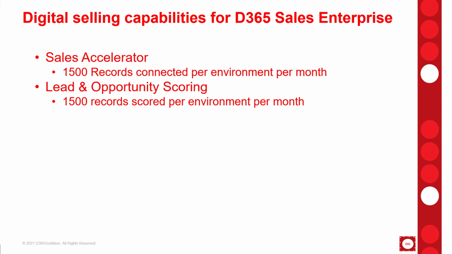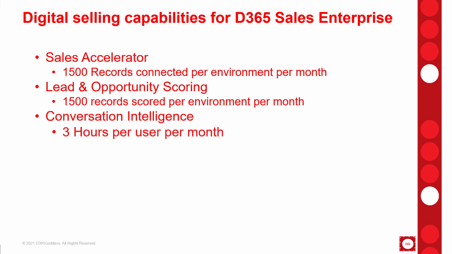And then the last one that they will get access to through that enterprise license is conversation intelligence. And the limitations for conversation intelligence are a little bit different from the other two that I just mentioned, because here, this is going to be a limitation based on a per user basis. So we're going to give them 3 hours per user per month for that conversation intelligence.